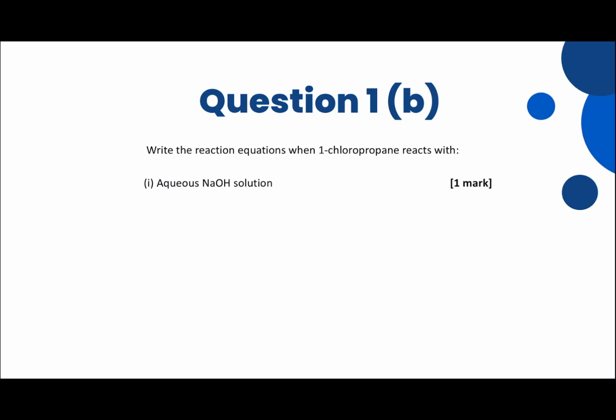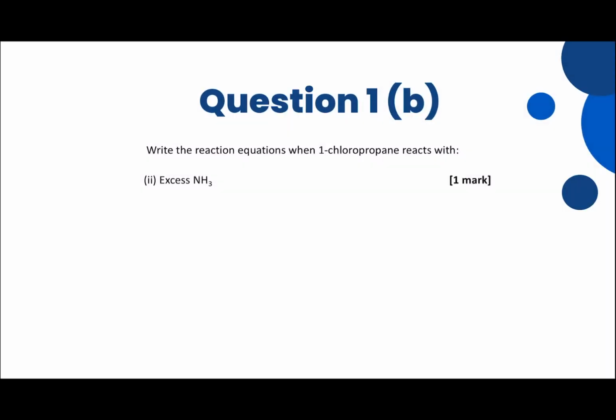And then we have aqueous NaOH. You have to put in phase AQ, aqueous. And every single reaction for haloalkane, you must undergo the reaction under reflux. So reflux should be below the arrow. And here you will do just a simple substitution. This halogen atom will substitute with hydroxyl group. So you will form alcohol and NaCl as our side product.